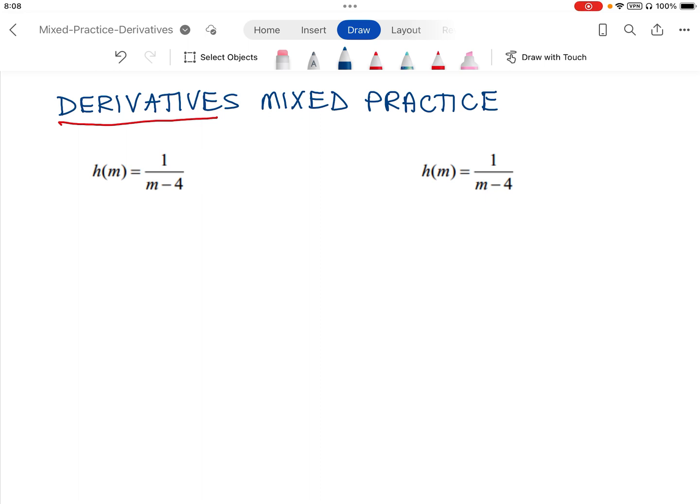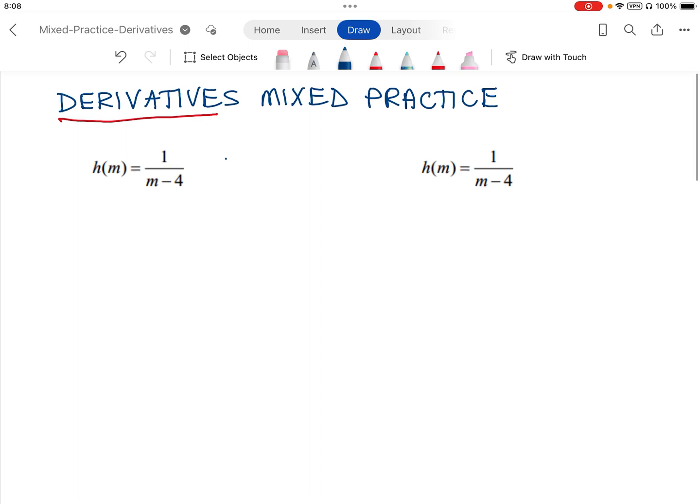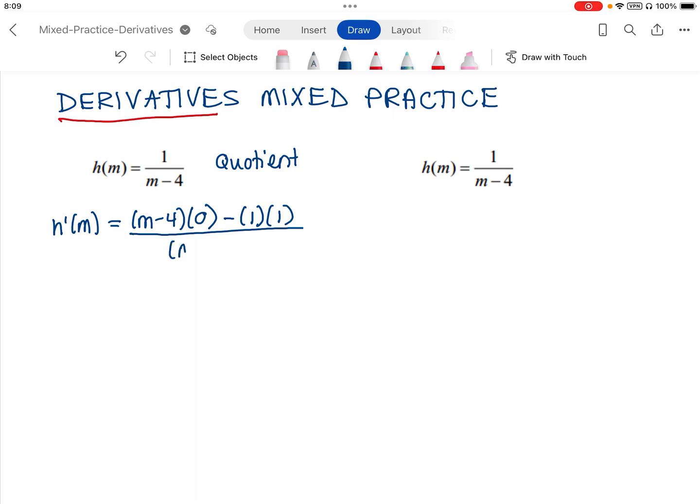So some of you, with this first problem here, you're going to look at that and think, oh, I should do the quotient property, okay? So if you want to approach it that way, then you're going to go about this using quotient, all right? And you're going to think to yourself, low D high minus high D low over low low, all right? So it's going to be low D high. Now the top number is just a constant and the derivative of a constant is 0. So that'll be a 0 there, and then minus high D low, the derivative of the bottom is 1, and then all over low low, like that.